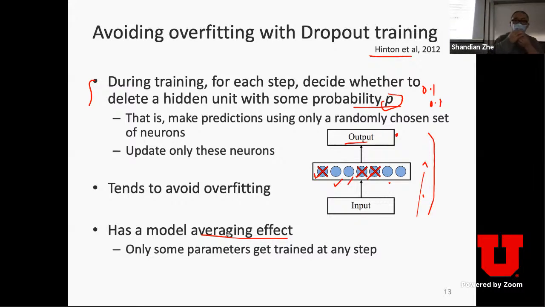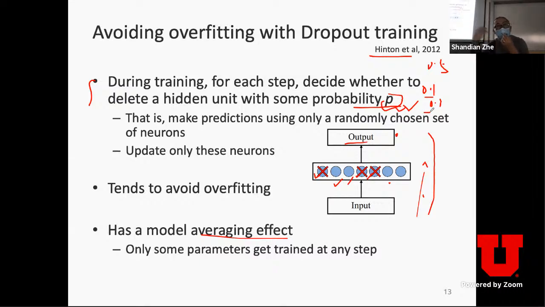This might not be something to worry about, but I imagine with really large datasets, there's some probability that all of the nodes would be deleted. What happens in that case? The chance of that is very, very small because P is chosen to be small. In practice, people will never choose P bigger than 0.5. The most common choice is 0.1 or 0.2.